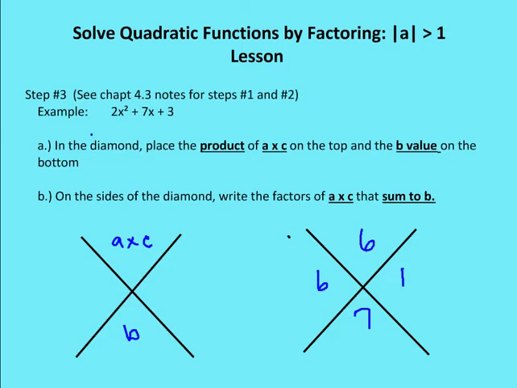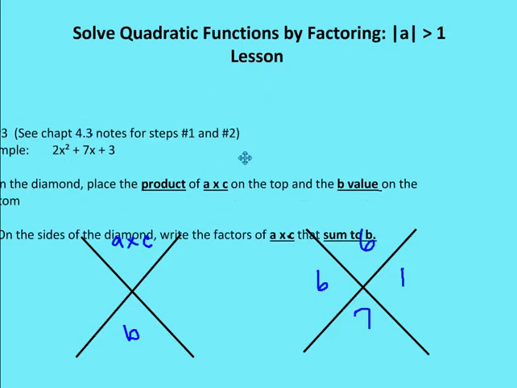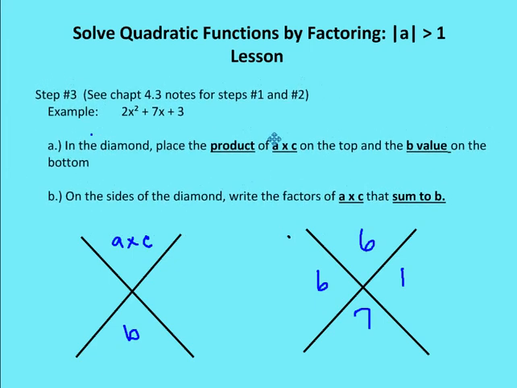But now that a is a value greater than 1, we're going to put a times c on top. So let's look at the example I've given you, 2x squared plus 7x plus 3. I take the product of a and c, which is 2 times 3, or 6, and put it on top of the diamond, and then b, which is 7, goes on the bottom of the diamond.